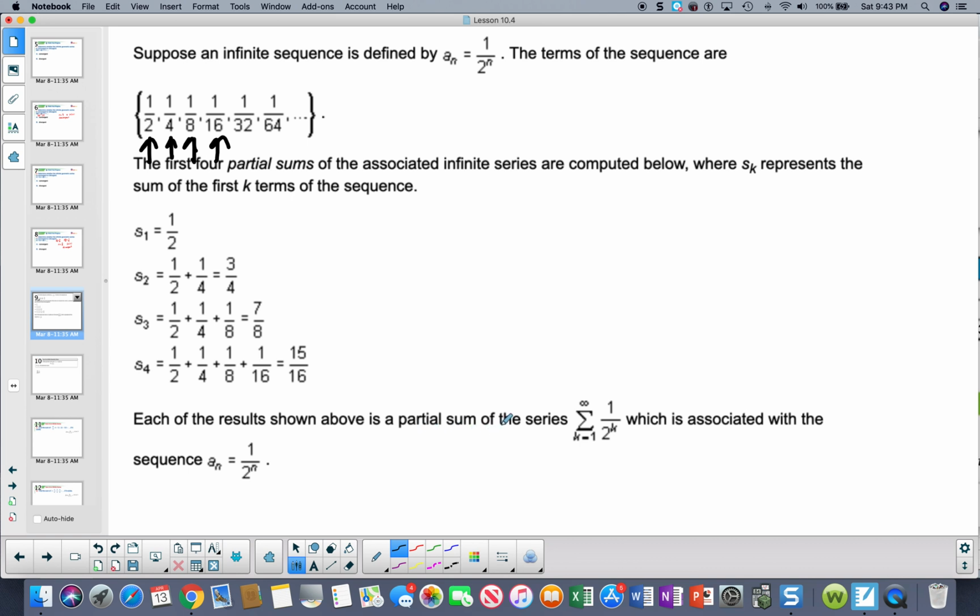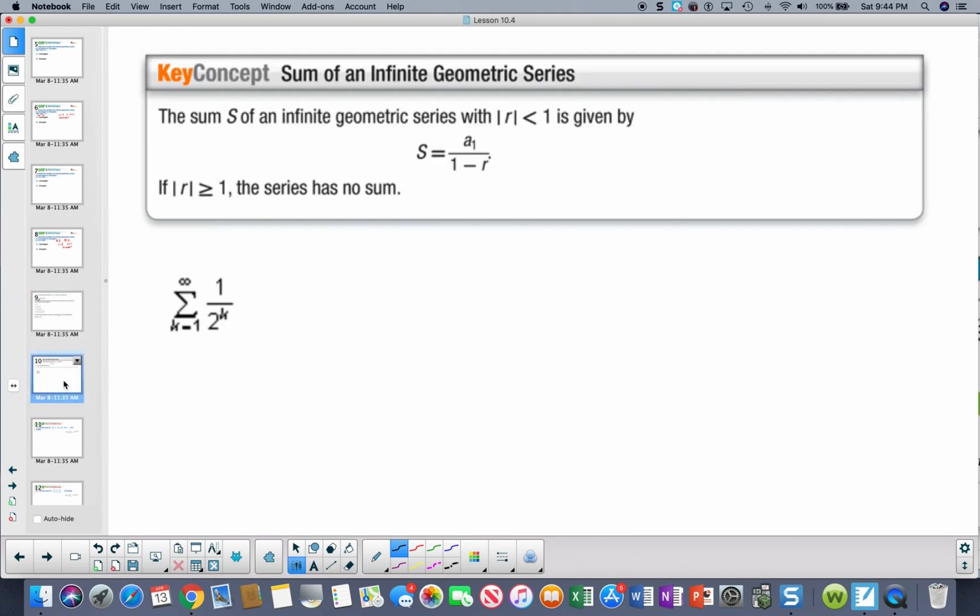So the partial sums can be written in summation notation. They all seem to have this idea of adding powers of 1/2, and they're associated with this term, 1/2 to the n. So let's go ahead and take a look at that particular problem.